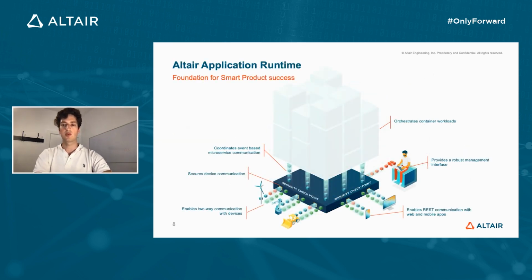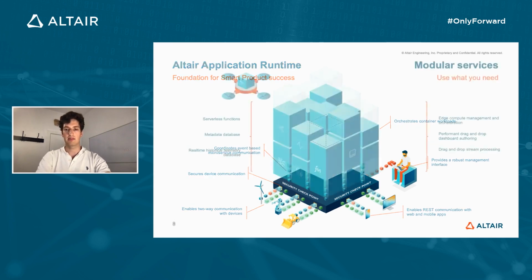In order to achieve this, we provide two different architectural layers that help us deliver this smart product development value. The base layer is called the Altair Application Runtime, and it's the foundation for your smart product success. It has all the needed components in order to connect your product and send data in a secure way, be able to orchestrate all the users and their permissions, and make the relevant information available for the application. It's architected in a way that it's deployable on any public cloud and on-premise, as well as allowing you to deploy custom workloads with auto-scaling and automatic backups.